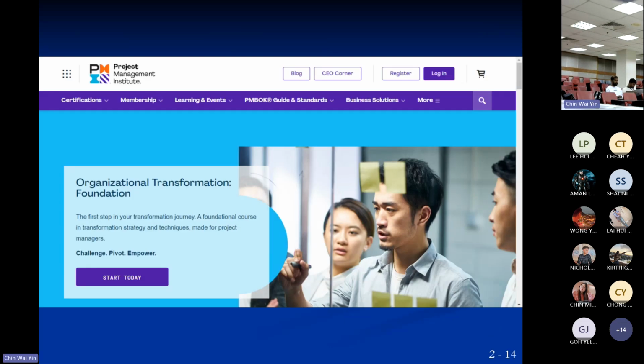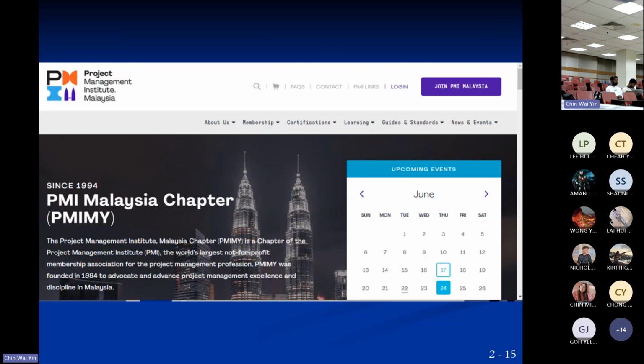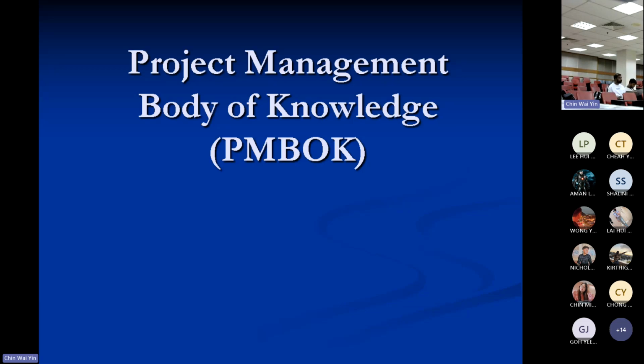This is the Project Management Institute website, and this is the Project Management Institute of Malaysia. This is the Malaysian chapter, the Malaysian office, the Malaysian certification office. And why we are looking at PMI is because of our next topic, which is the Project Management Body of Knowledge.